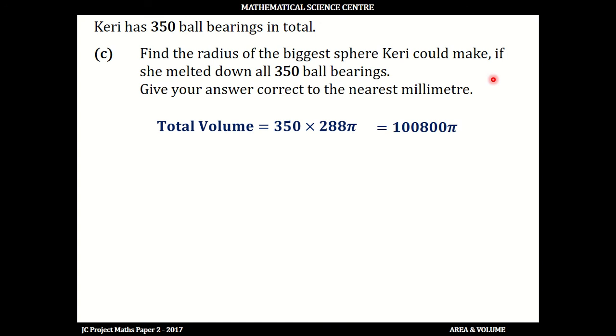And what's the volume formula for a sphere? 4/3 pi r³. Now, in this question, we actually know what the left-hand side is. Well, what's the unknown in this equation? The radius. R is what we're looking to find. So what are we going to put in the left-hand side for V? 100800 pi, because we know what the volume is. We're trying to find out what R is.